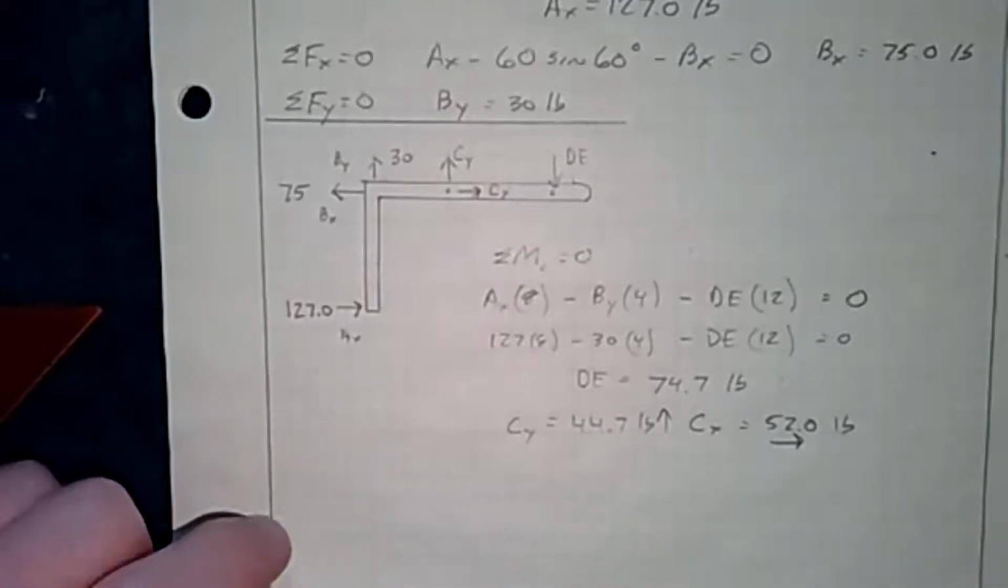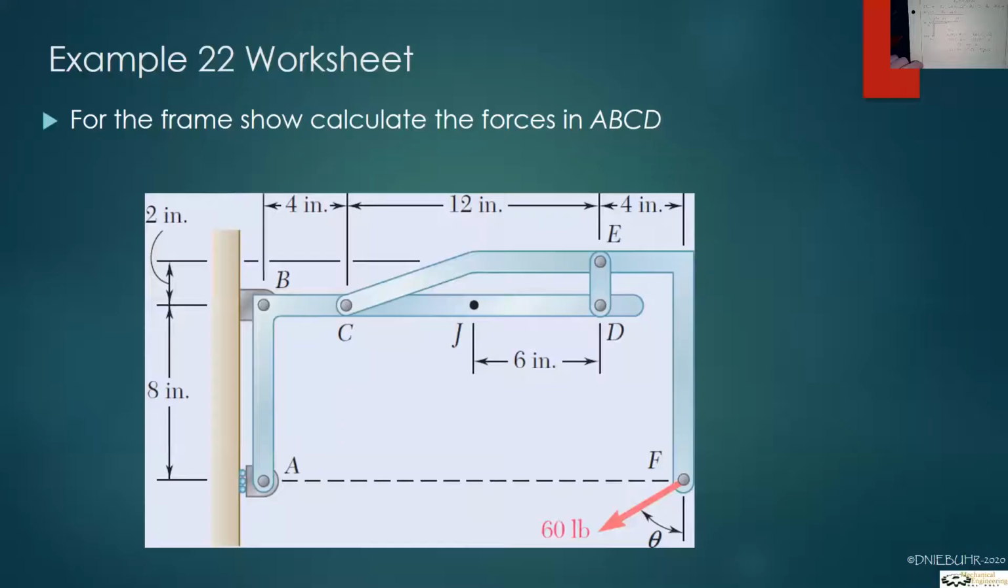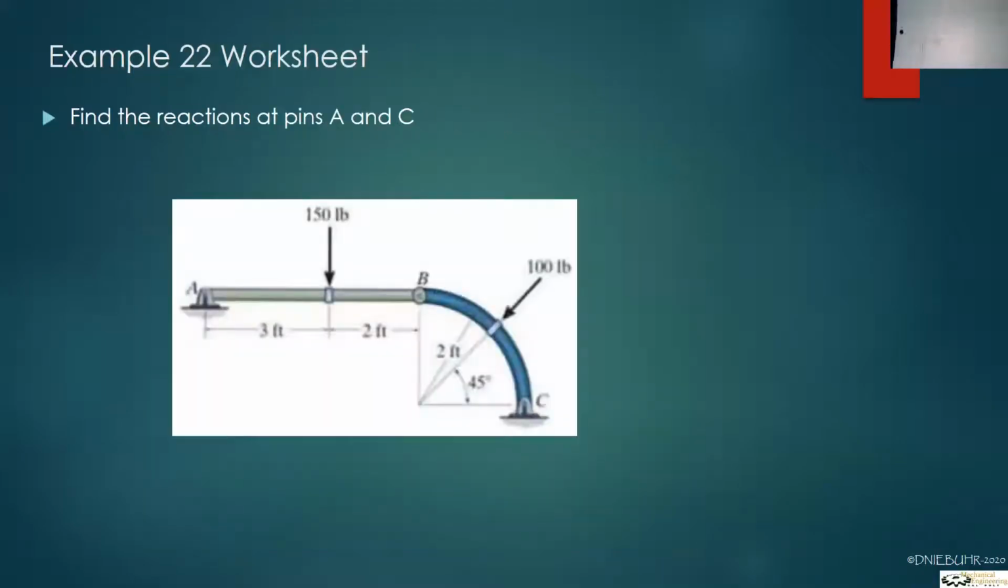Let's go back to our PowerPoint and look at another problem. Now I apologize, this picture isn't the best. In this case, we have a problem where you have two reactions, A and C, and both are X and Y reactions, so there's no roller here.